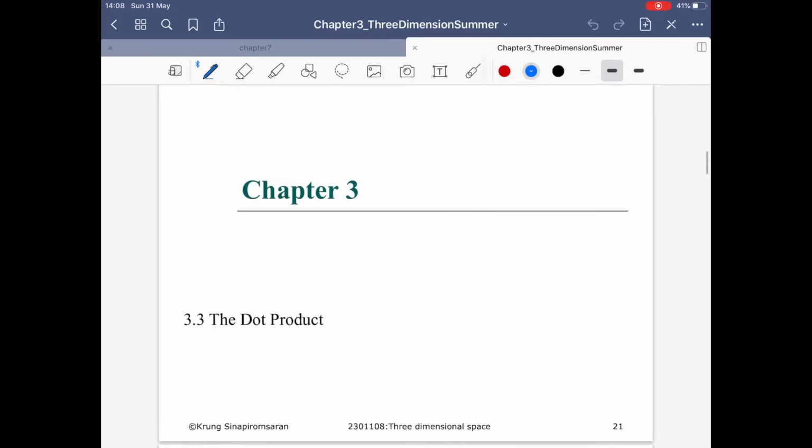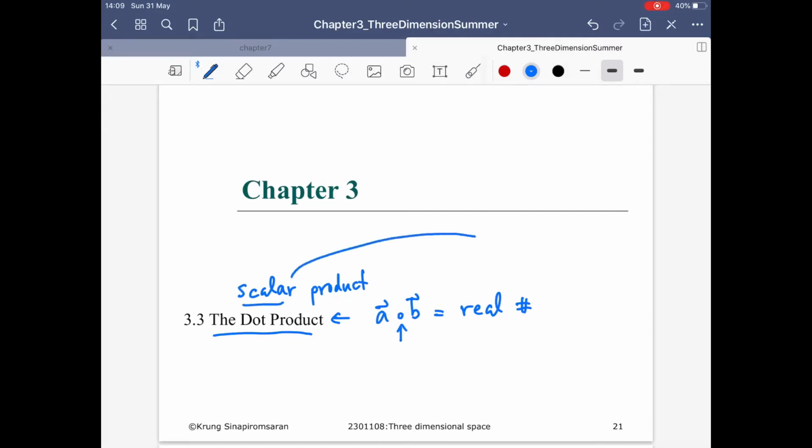For this one we are going to talk about the so-called dot product, or sometimes it is called the scalar product. The dot product, or scalar product, is the product between two vectors. Usually we use a small circle like this to indicate the dot product. After you find the dot product, it becomes one real number. That's why sometimes we call it a scalar product, because two vectors are multiplied with each other, and the result is a scalar. It's just a number without any direction.